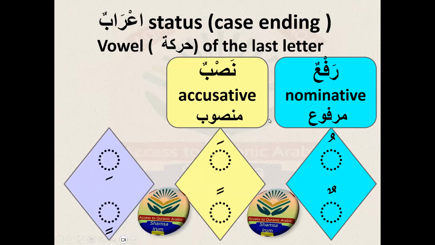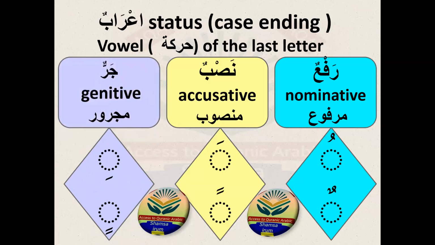And the last one, if you saw the last haraka has the kasra on it, then it will come in the category of the jar. You will say that this word is majroor. The i'rab of this word is jar. Okay. And for the English it is called genitive. These are 3 harakat and 3 i'rab.